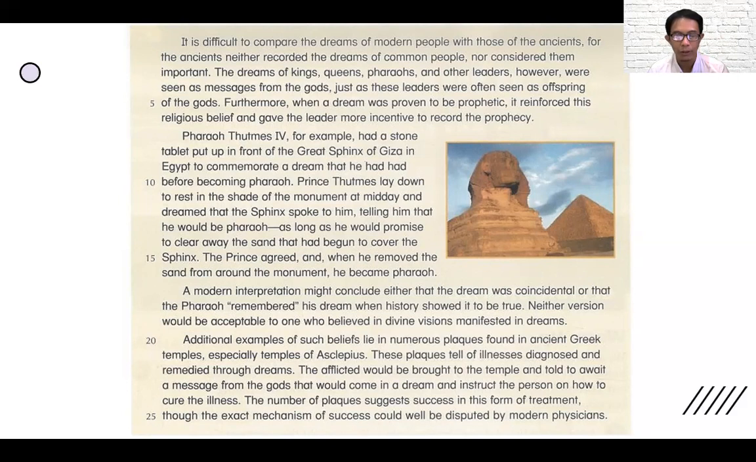Terus selanjutnya di paragraf terakhir, additional examples of such belief lie in numerous plagues found in ancient Greek temples, especially the temples of Asclepius. I'm sorry, I don't know how to read that. Jadi di sini diceritakan tentang contoh lain tentang banyaknya plagues found in ancient Greek temples. Ini contoh lain tentang bagaimana orang zaman dahulu merekam mimpi-mimpi mereka.